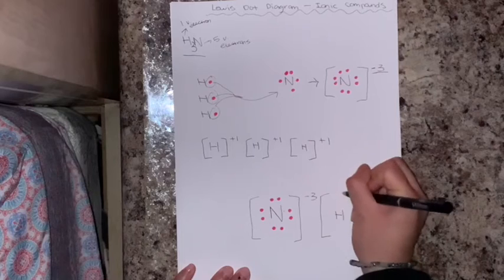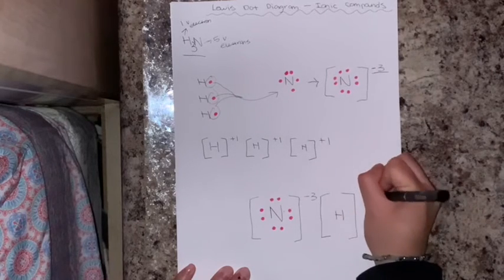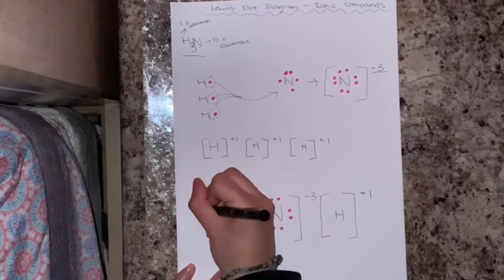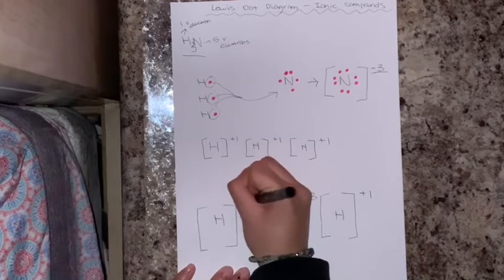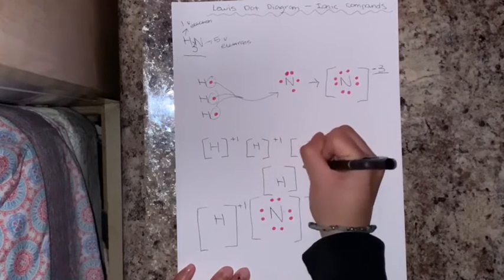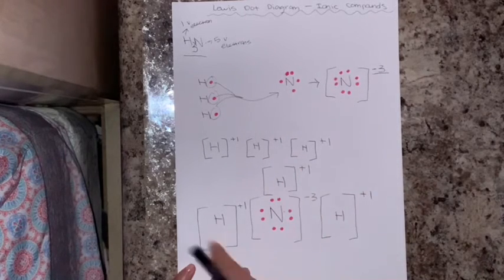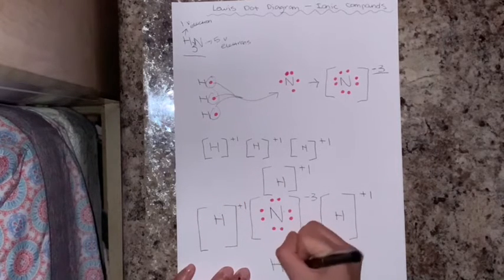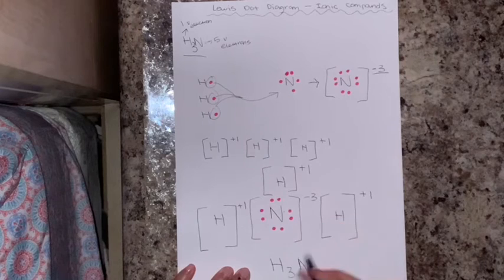So here we have 1, and here we have another, and we're going to put one on the top. And so this is an ionic compound for H3N. And that is it.